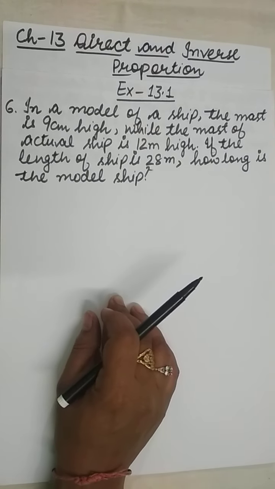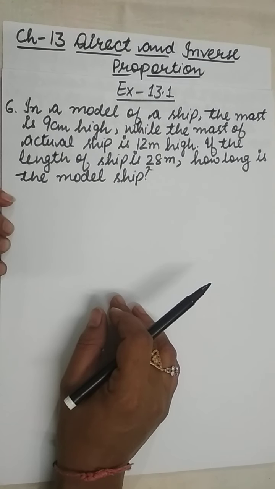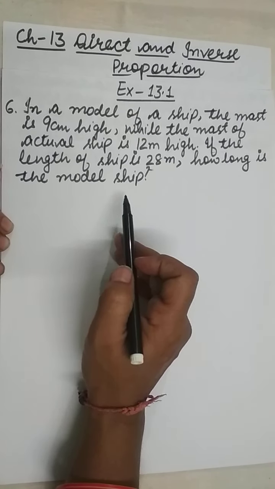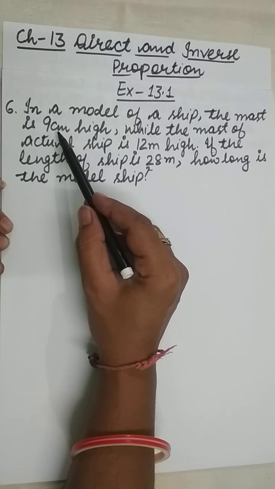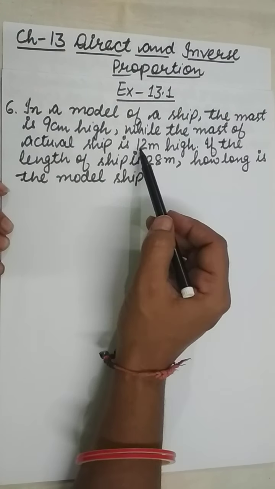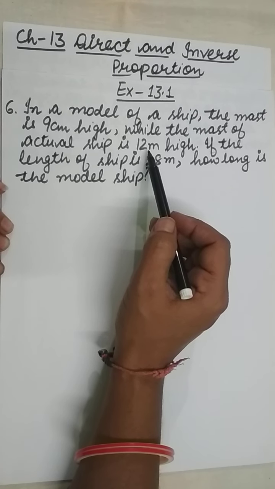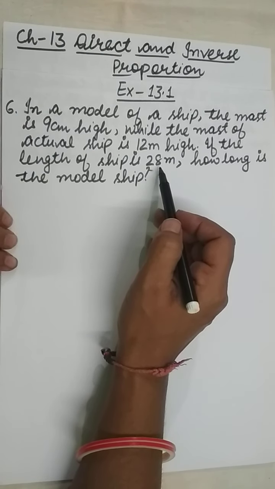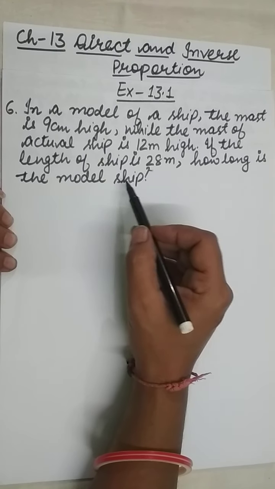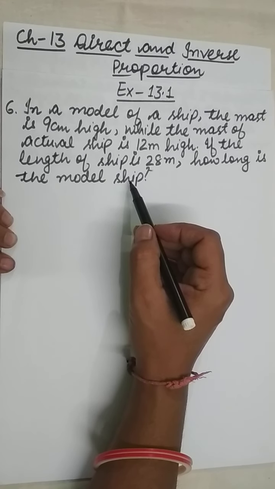Here we are having a model ship and the actual ship, in which the height of the mast is given. For the model ship it is 9 cm and for the actual ship it is 12 meter. Now it is given that if the length of the actual ship is 28 meter, then what would be the length of the model ship?